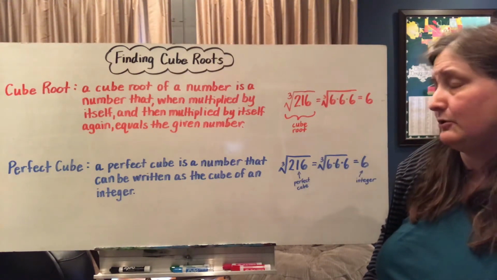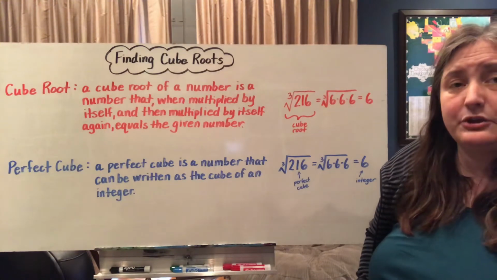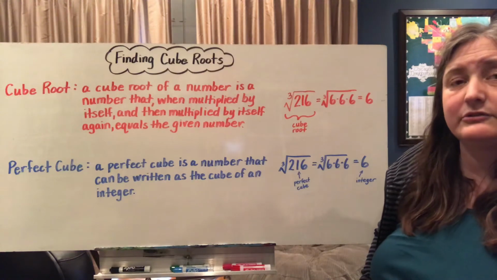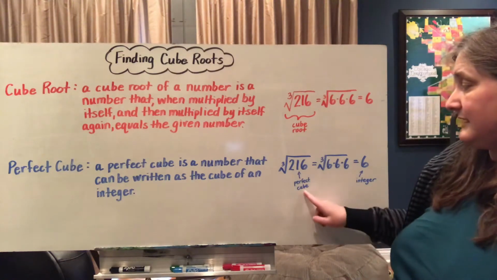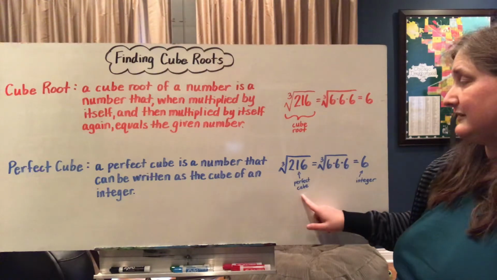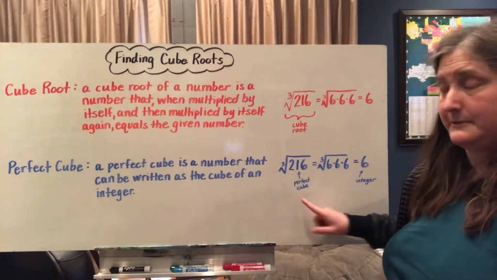A perfect cube is when we find the cube root of a number and we get an integer as our answer. So since the cube root of 216 gives us an answer of 6, which is an integer, 216 is a perfect cube.